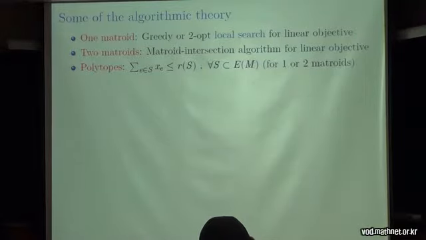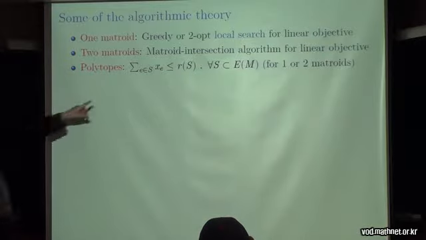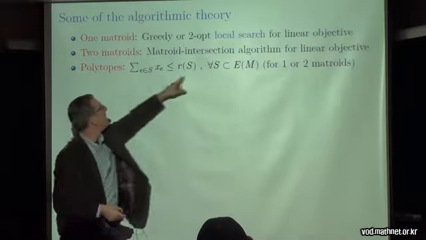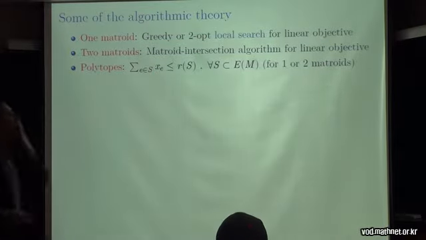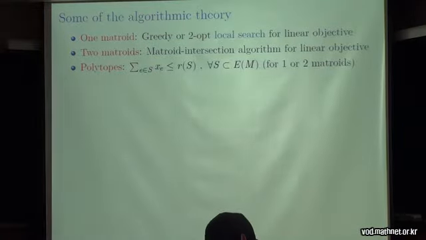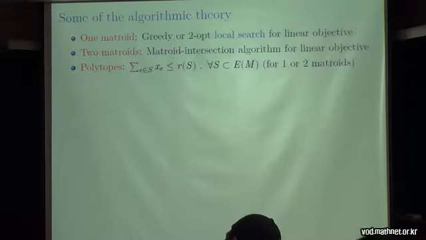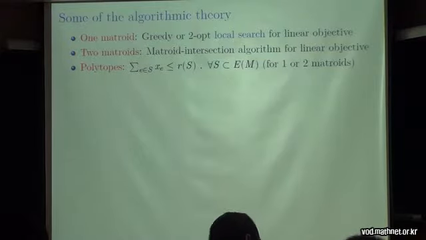You look at any subset of the ground set, and you add up the variables that are indexed by that set. And you say that should be less than or equal to the rank of that set. The rank of the set is the size of a largest independent subset of that set. If you write down all those inequalities plus non-negativity, that exactly describes the convex hull of the 0,1 vectors of independent sets of the matroid.